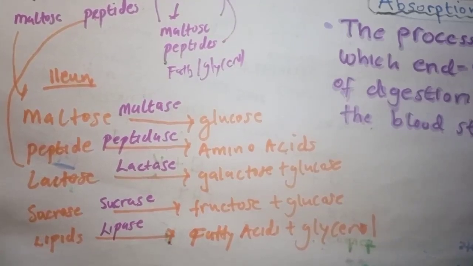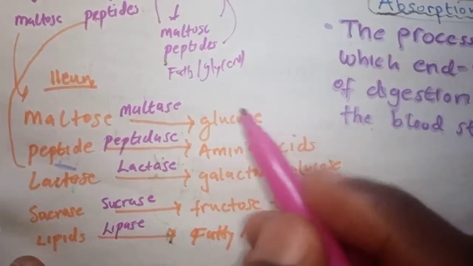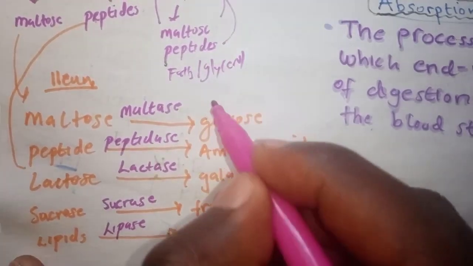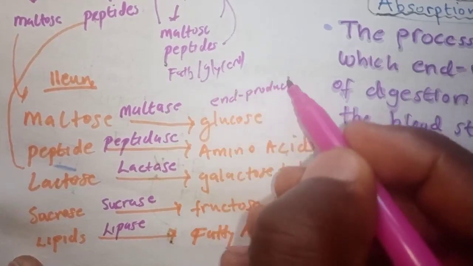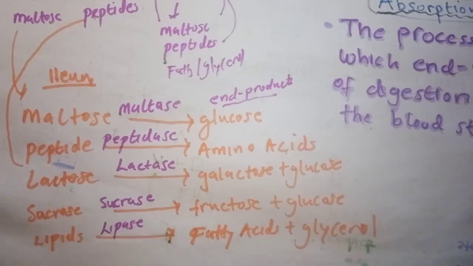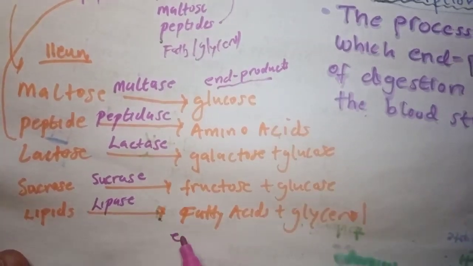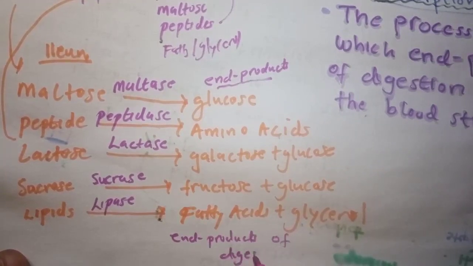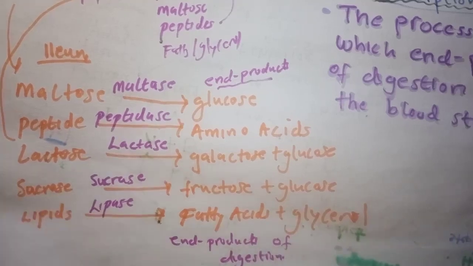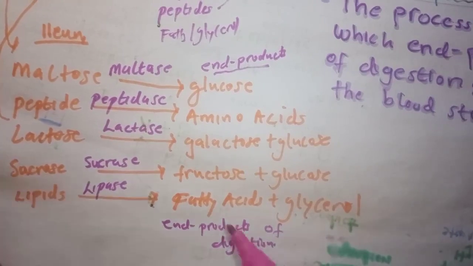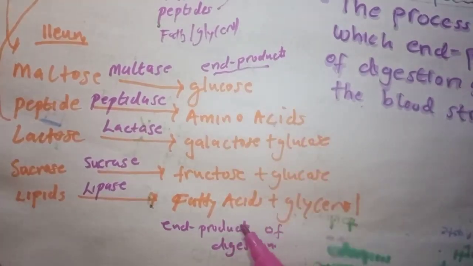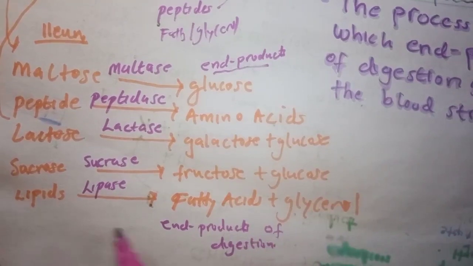Okay, so these are these sides now. What is on this side? These are called end products of digestion. Since they are end products of digestion, they are now ready for absorption.